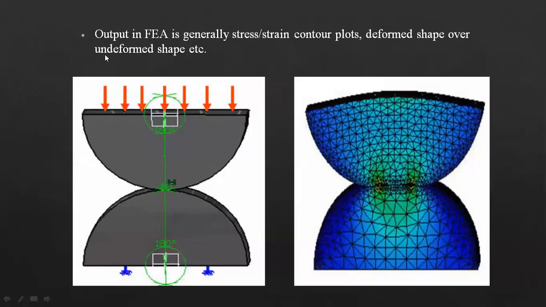So output in FE is generally stress, strain, contour plots, deformed shape or undeformed shape, etc. Okay, what are the different outputs you have? It generally is stress contour plots, as you have seen, right? Von Mises stress, and there will be strain contour plots as well, and deformed shape or undeformed shape also.